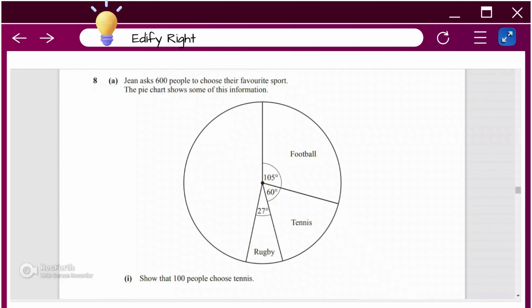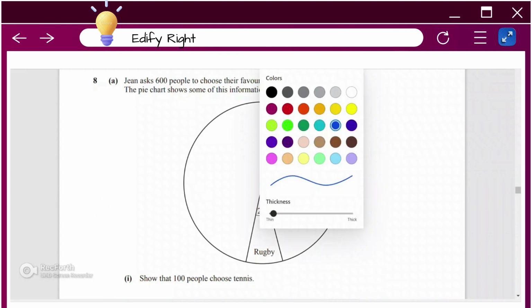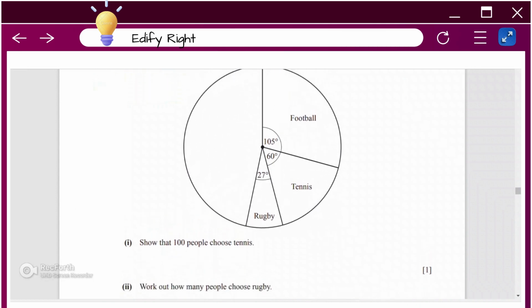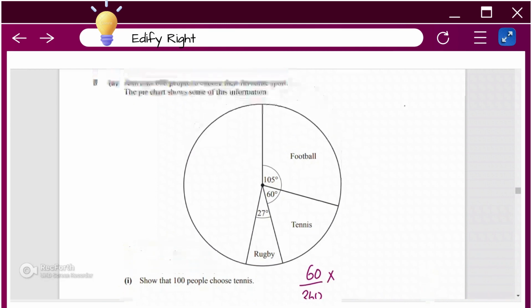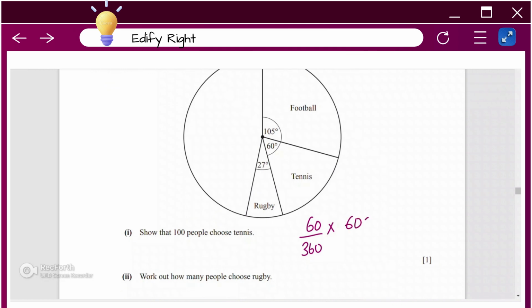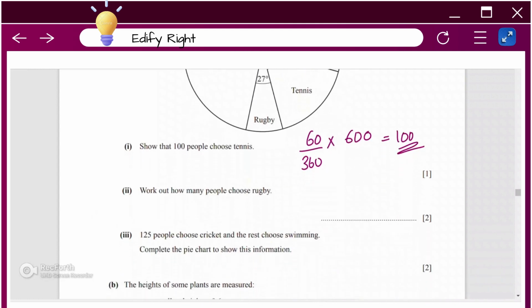Jean asked 600 people to choose their favorite sport, and the pie chart shows some of this information. Now show that 100 people choose tennis. So this is pretty simple. Just take the angle for tennis, that is 60, divided by 360 and multiply it with the total number of people, which is 600 in this case. So that's 60 by 360 into 600. This is equal to 100. So 100 people play tennis.